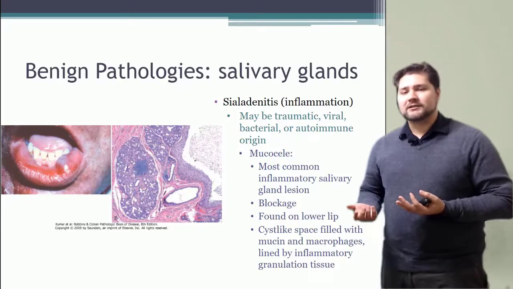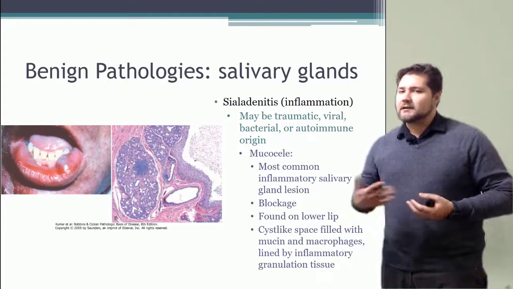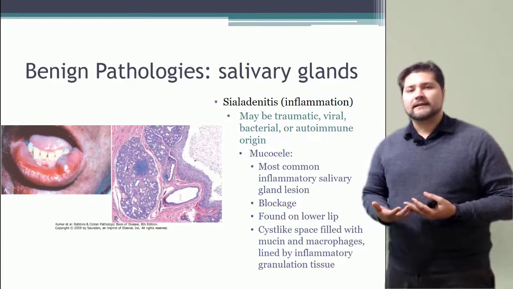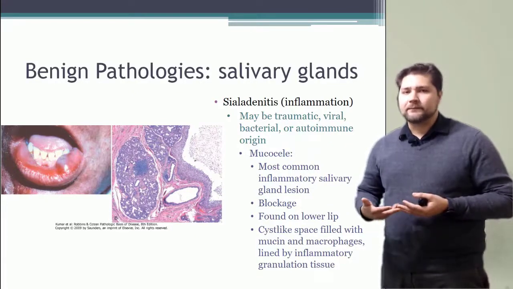But we see, just like any other sort of immune response, inflammatory cells within the tissue. And it can be either acute or chronic. And obviously chronic is when we start getting into scarring of the salivary glands, and that can inhibit any sort of salivary dispensing into the oral cavity.